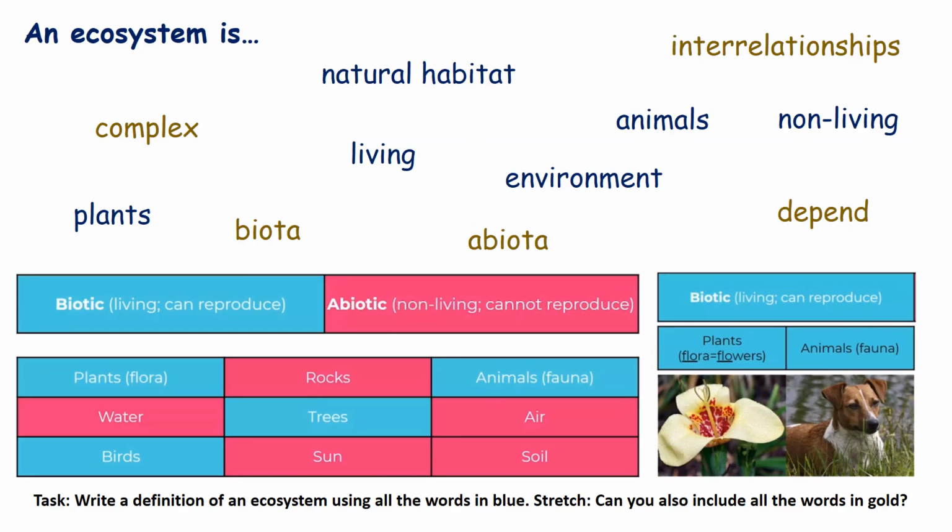Right, so we are now going to create a definition for what an ecosystem is. You have a sentence starter at the top. An ecosystem is... I want you to use the words and phrases in blue and develop those into a sentence to create your definition. You also have the answers from the previous question underneath. If you're looking for a little bit more of a stretch, can you also include the words in gold as well? Pause the video here, press play when you've done that.